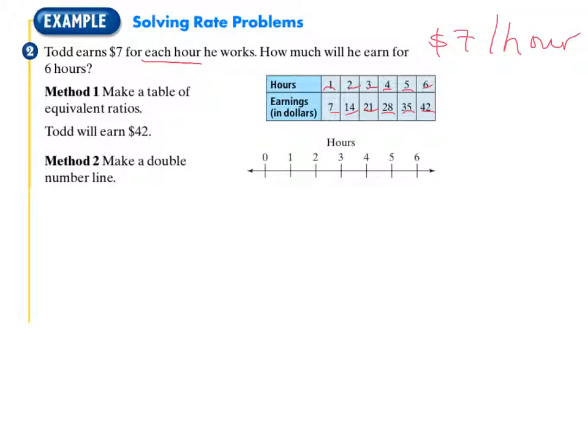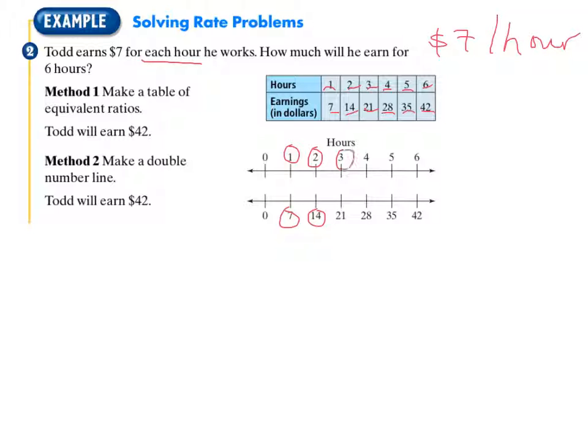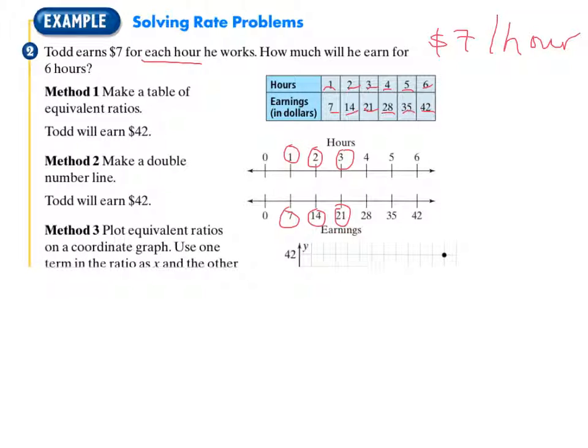You could also do a double number line. That's just taking the same information and writing it down on a number line instead. So we have 1 hour, 1 times 7, we know that $7 an hour, so 1 hour gets him $7. 2 hours gets him 14, 3 hours, 21, and so on, much like the table. The third way to do it is to plot it on a graph.